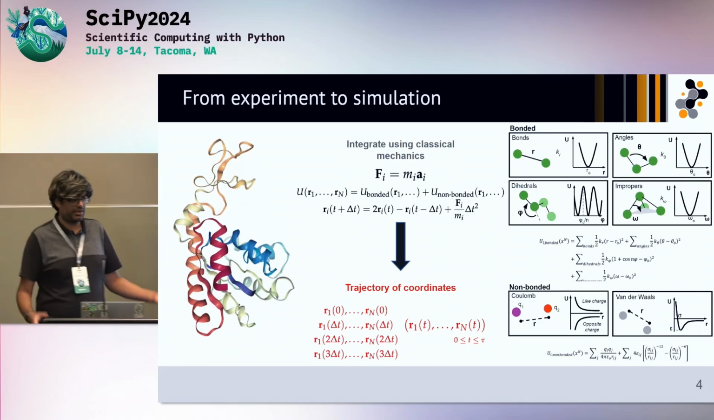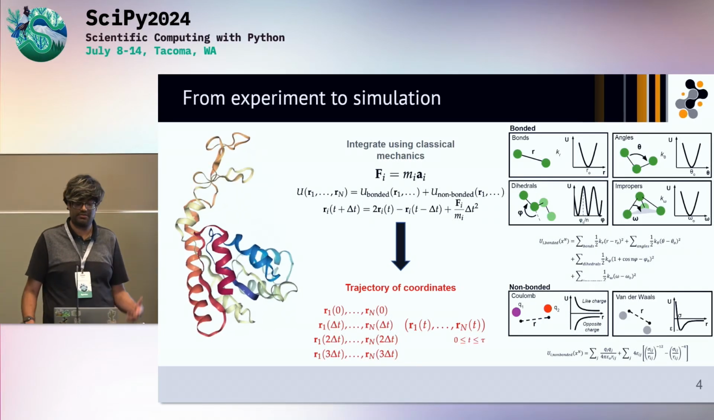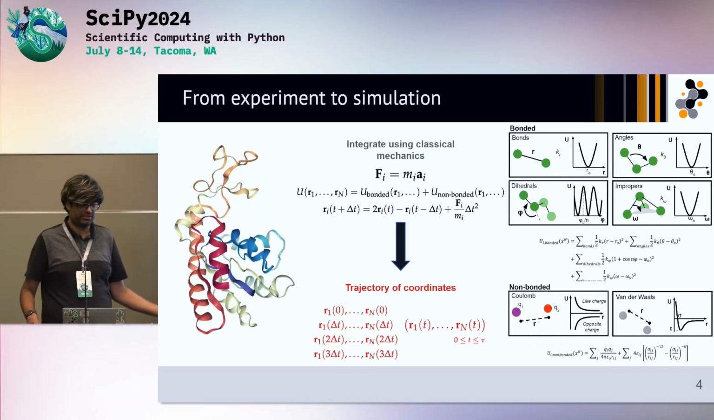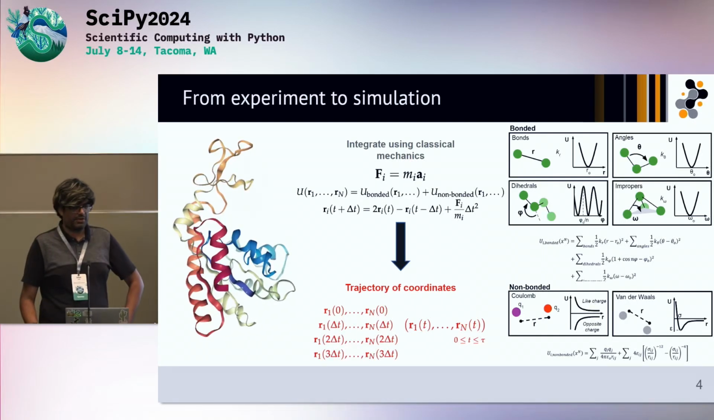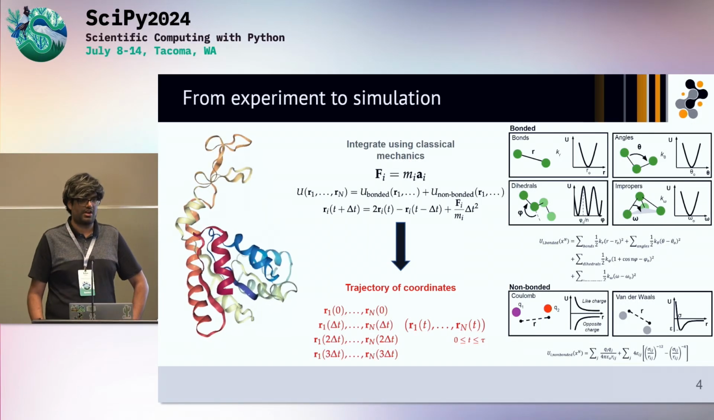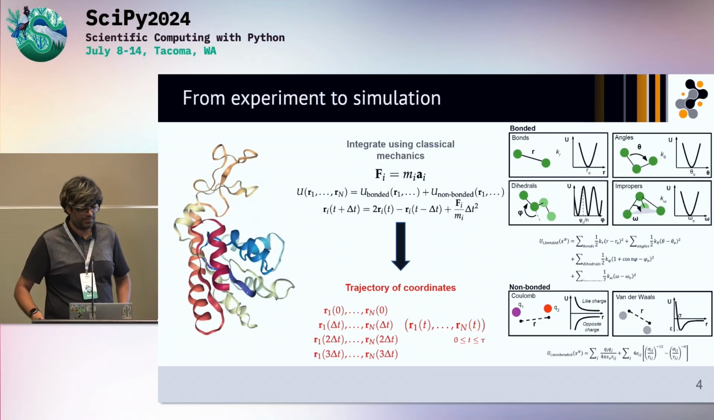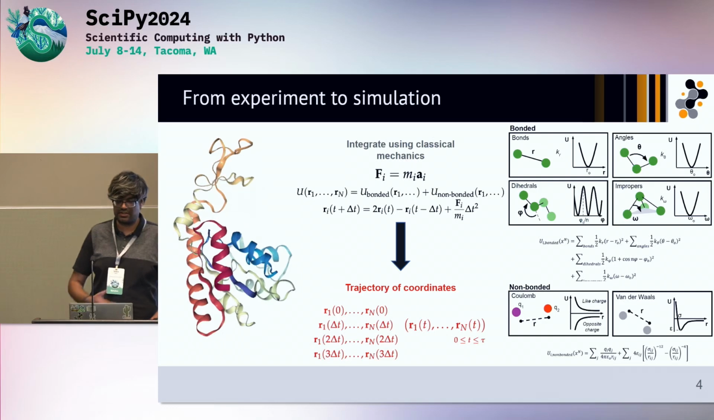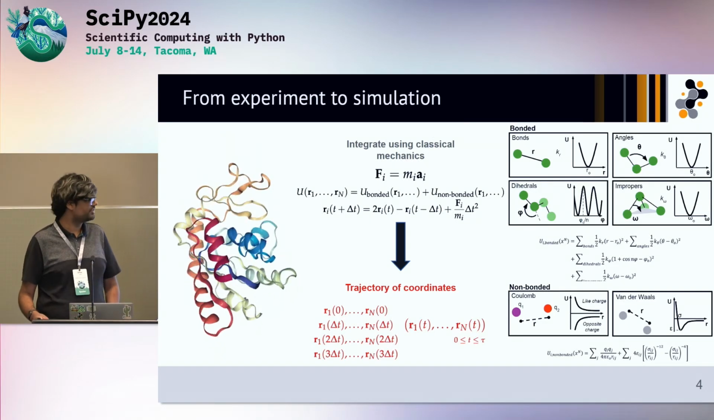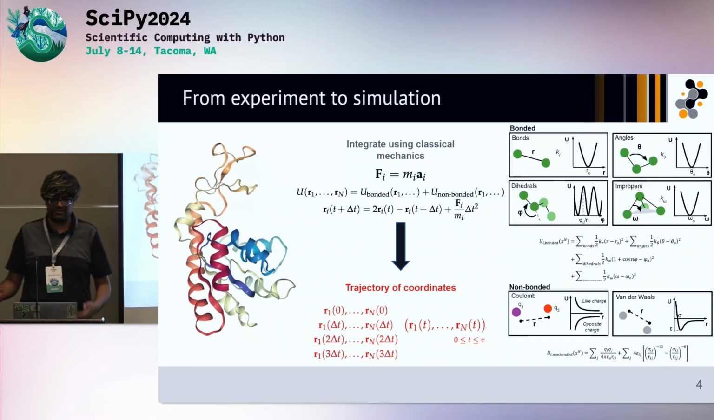Once we have a description of our system, which is usually fitted to some higher level of theory, maybe quantum mechanics data, then using the coordinates and some thermodynamic description of our system, such as temperature, we can start integrating our forces using classical mechanics, so your standard F equals ma. Based on that, we can derive how our coordinates change over time. So we can create a trajectory of coordinates, which is what we have here at the bottom, and through that, we can see how our systems evolve over time.